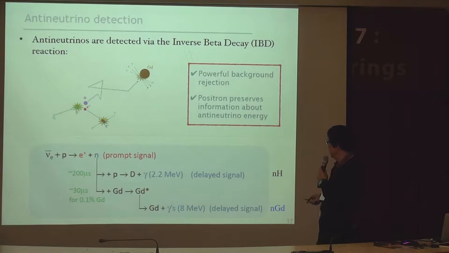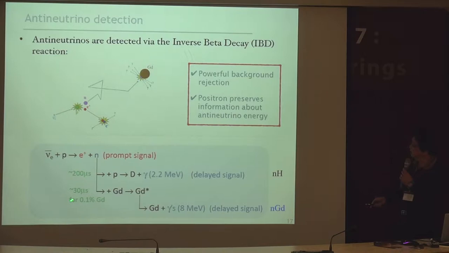And you can see the neutron absorbed by a proton would produce a deuteron plus a 2.2 MeV gamma ray. We also add in 0.1% gadolinium in our target volume, and that gives us a much bigger cross section. You can see the gadolinium will produce roughly 8 MeV gamma rays. So these are the so-called delay time differences, you can see.